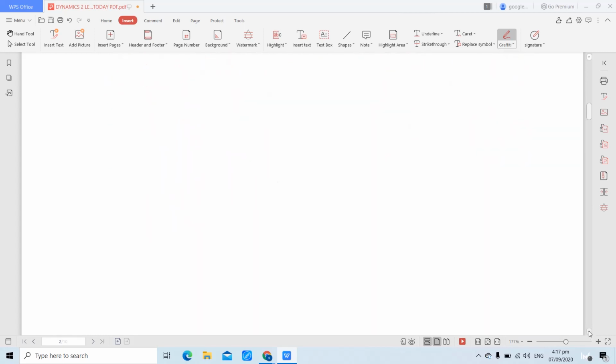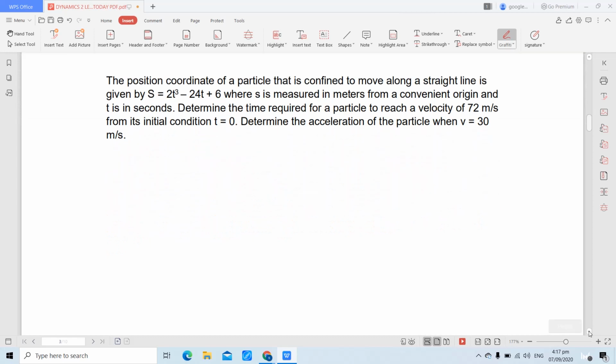Okay. Let's take another example. We have here the position coordinate of a particle that is confined to move along a straight line, given by S equals 2t cubed minus 24t plus 6, where S is measured in meters from a convenient origin and t is in seconds. Determine the time required for the particle to reach a velocity of 72 meters per second from its initial condition t equals 0. Determine also the acceleration of the particle when velocity is 30 meters per second.